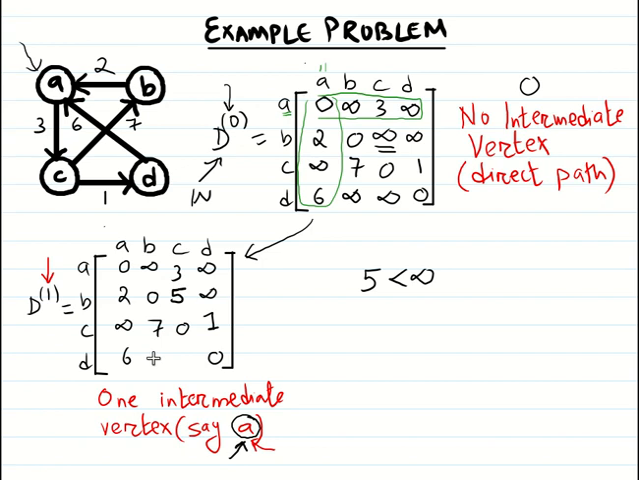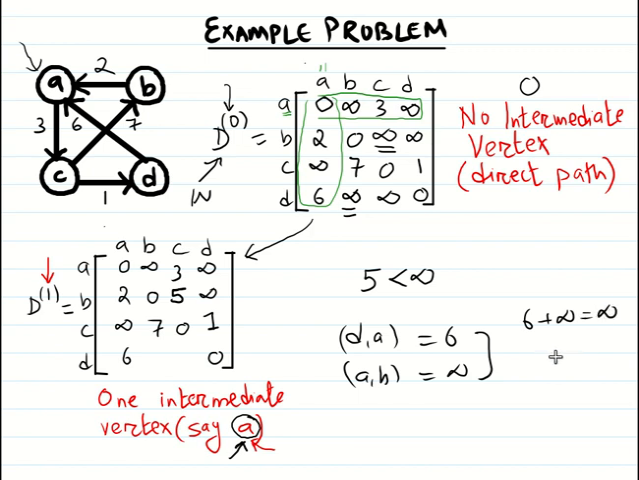And D to B. Previously D to B was infinity because there was no direct path. But let's go to B via A. D to A, the distance is 6, and from A to B, you don't have a direct distance, it's infinity. So 6 plus infinity is still infinity. It was infinity before and now also it's infinity. So there is no update, copy as it is.